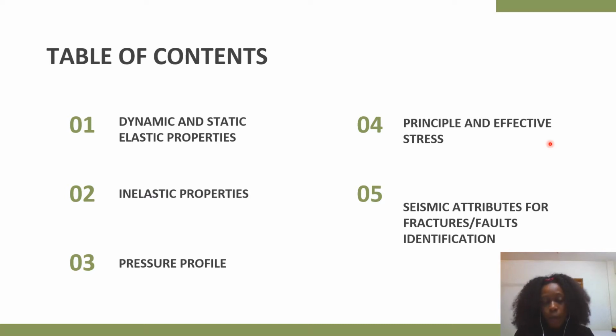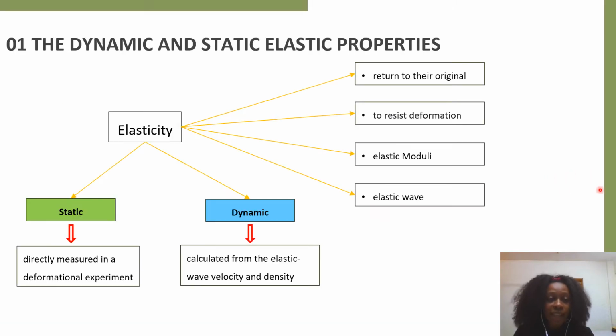To begin with, I'm going to present about the dynamic and static elastic properties of rocks. Elasticity is defined as the physical property of materials to return to their original shape after the stress is no longer applied. They are generally described in terms of elastic moduli such as Young modulus and shear modulus, and in terms of elastic wave velocities such as compressional and shear wave velocities.